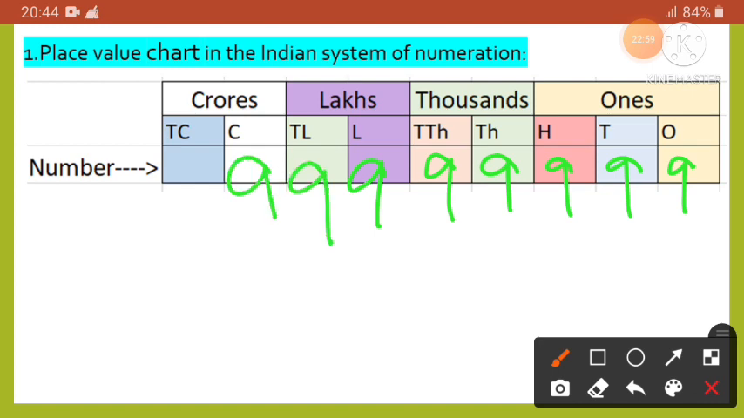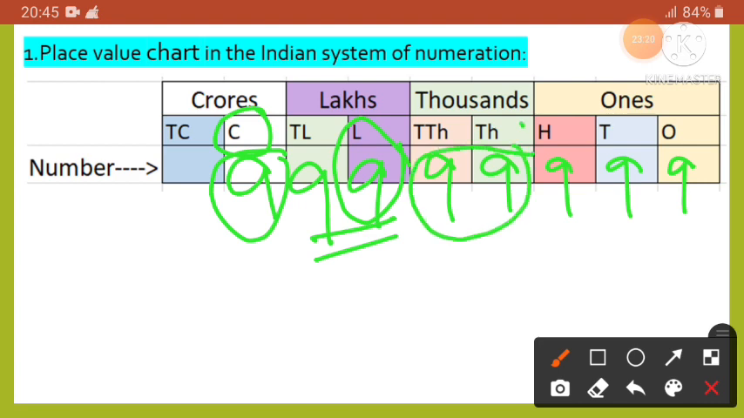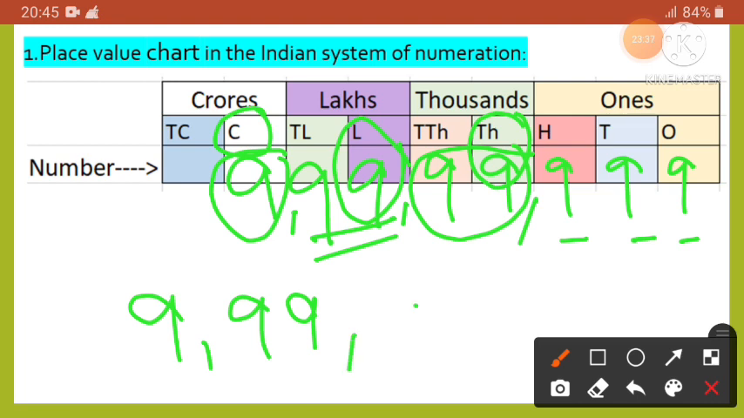So it is in the Indian system of numeration. Here 9 comes under crore, so it will be 9 crore, and then 99 lakh, and 99,000, 999. If you want to put the commas, here will be the comma after crore, here the comma after lakh, and here the comma after thousand. So it will be 9, comma, 99 lakh, comma, 99,000, comma, 999.